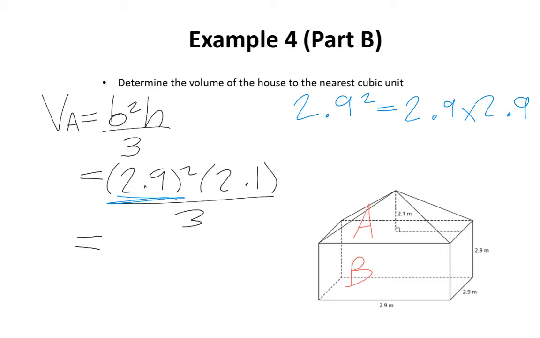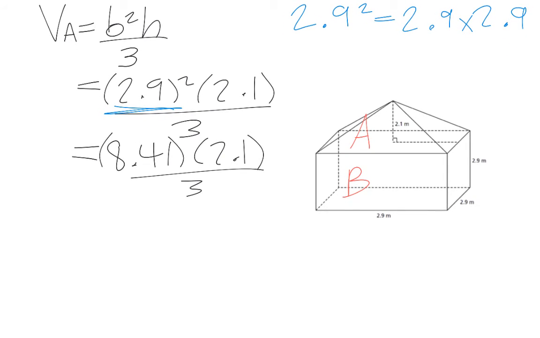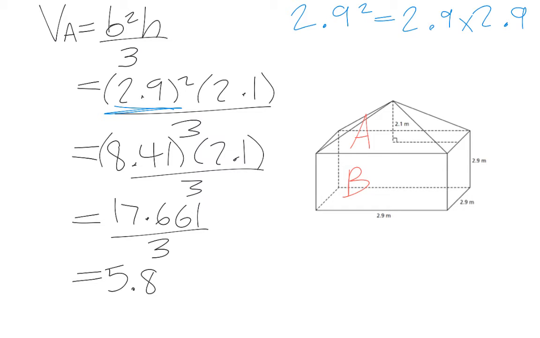So if you throw that into your calculator, 2.9 squared, which is 2.9 times 2.9, is going to be 8.41. Then we're going to multiply it by 2.1, and then we're going to divide it by 3. So let's show you some of those steps. 8.41 multiplied by 2.1 is 17.661. I'm going to now divide it by 3, which is going to be equal to approximately 5.887 centimeters cubed.